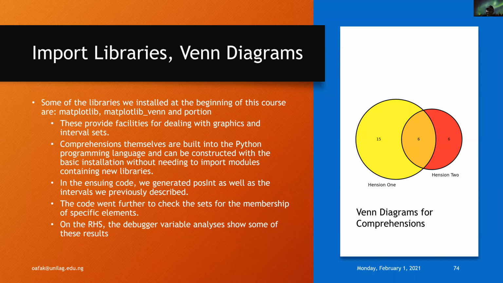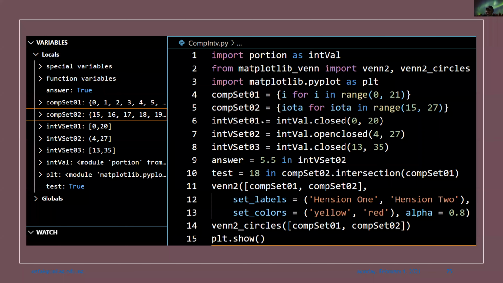You can import Portion and call it Portion, or you can import Portion and call it another thing. But that other name you call it must have all the characteristics of an identifier. Similarly, from Matplotlib Venn, you are importing Venn2 and Venn circle, and so on. And then from pyplot, you are importing plt. That is what has the ability to show you your plot. If you don't have this, your plot will be there, but you will not be able to see it.